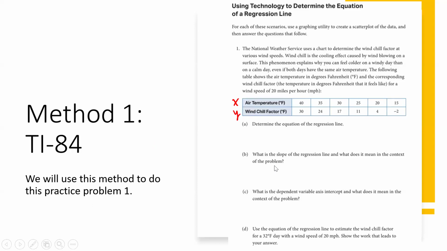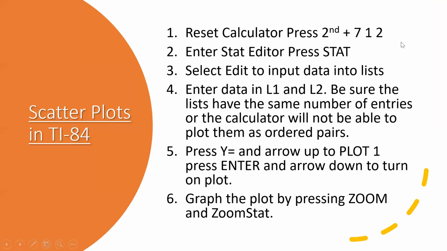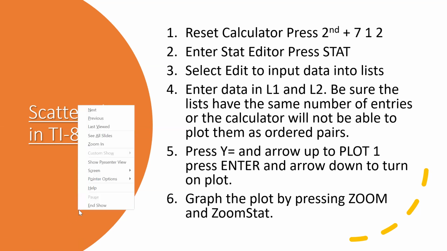So we're going to follow the steps. You can follow the steps along with me, or you can skip ahead and read them on your own. The first part is to make the scatter plot, okay? Anytime you're about to make a scatter plot on your calculator, because it's not your personal device, you do not know what someone else did, right? So we're always going to reset the calculator by pressing second plus 712.